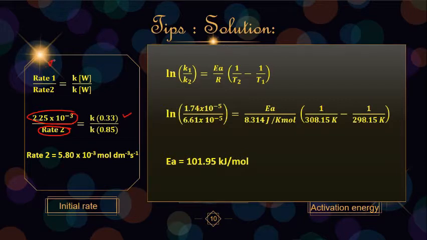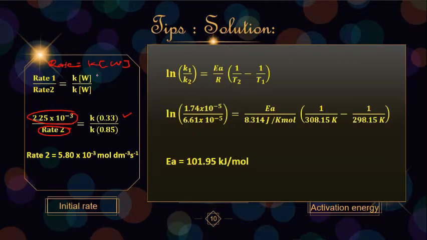Okay, this basically comes from the rate law. Rate equals k times the concentration of W. But now you have a different concentration to compare. That's why you use the comparison of rates for the initial rate. Rate 1 over rate 2 equals k concentration W over k concentration of another W with a different rate.